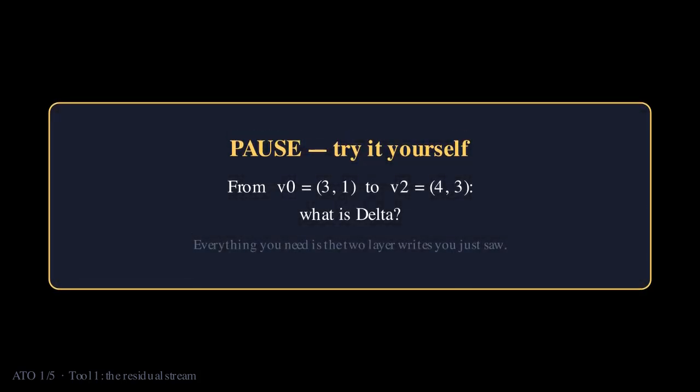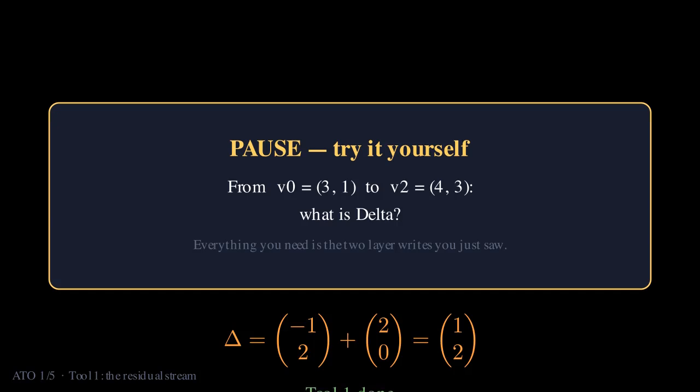Quick check before we move on. Pause here and unroll it yourself. If the stream at layer 2 is the vector 4, 3 from our toy example, what is delta between layer 0 and layer 2? You have everything you need. Delta is 1, 2, just the 2 corrections added together. If you got that, you already own tool number 1.